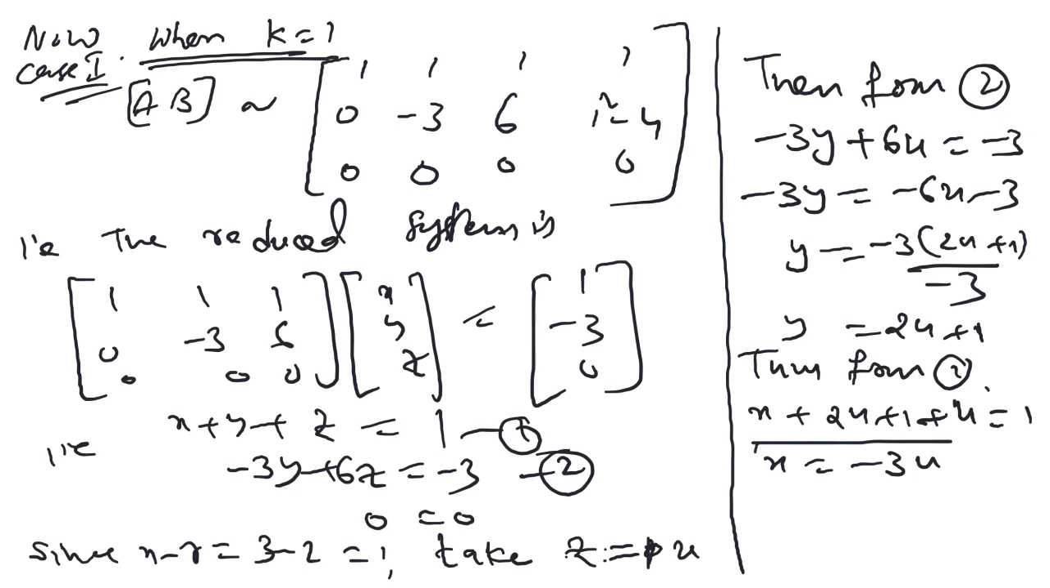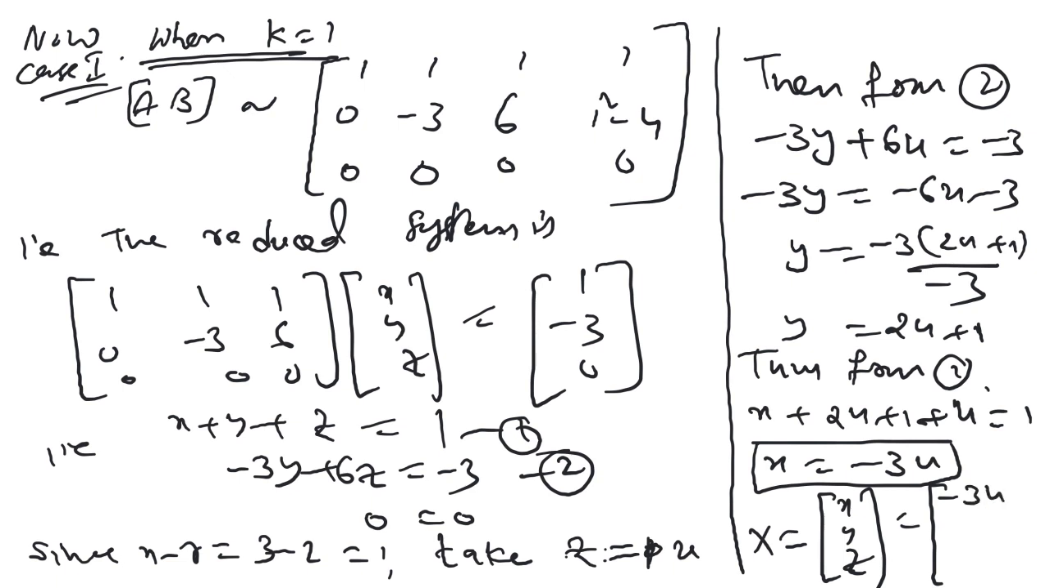Therefore, the solution in this case is x, the unknown column vector (x, y, z), where x is minus 3u, y is 2u plus 1, and z is u, where u is an arbitrary constant. You can take it in infinitely many values. That is why this solution indicates infinitely many solutions, right? Next, let us go for another case.